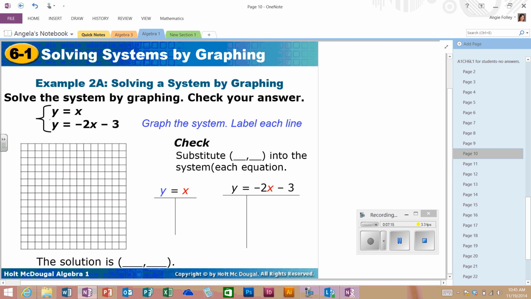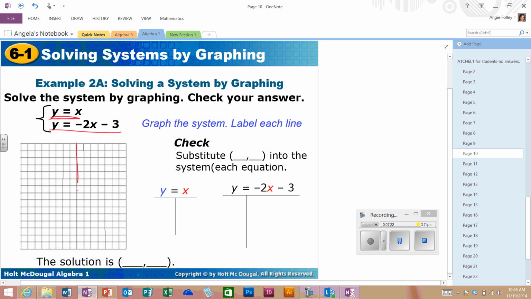All right, so we have two equations, y = x and y = -2x - 3. So I'm going to draw my axes here, and each box I'm going to use as 1. For y = x, my y-intercept is 0, and that's up 1 over 1, up 1 over 1. So my line's going to go like this. And this is where it's really important to have perfect lines.